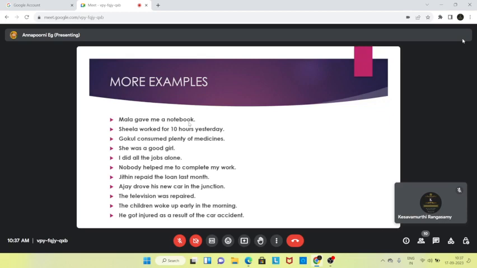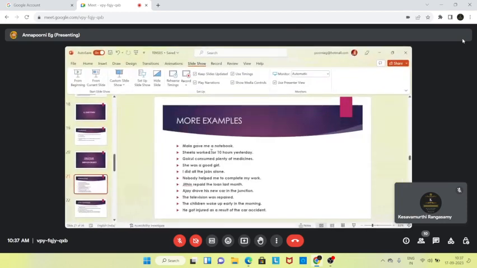One small correction, Aradhana. Sheila is the subject. Okay, that is correct. Worked only will be there in the verb. You should take only one word for that verb. Verb cannot be more than one word. So worked only, you have to take as the verb. Okay, so Sheila is the subject, worked is the verb. For 10 hours yesterday will come under the object. Okay, so object means see this portion. I have highlighted that. That is the object. Okay, ma'am. Okay, very good.